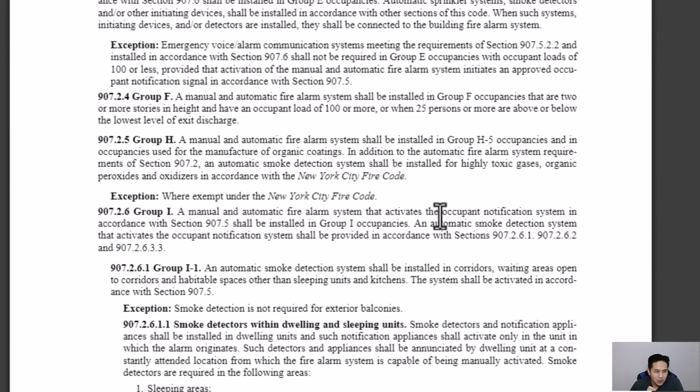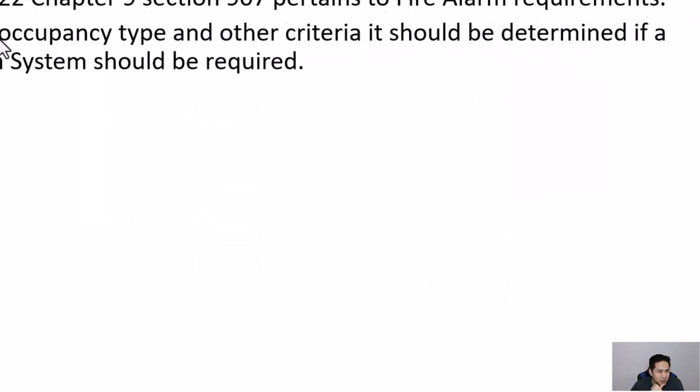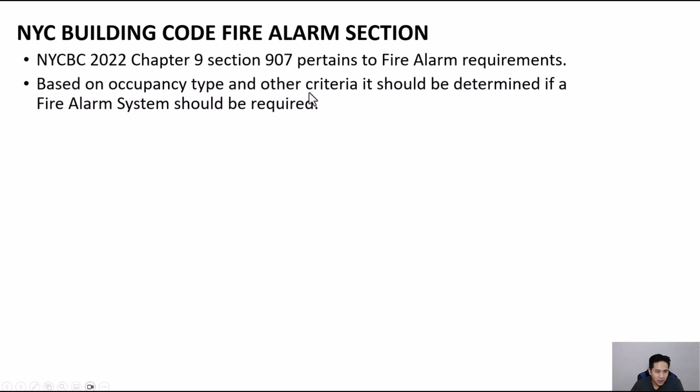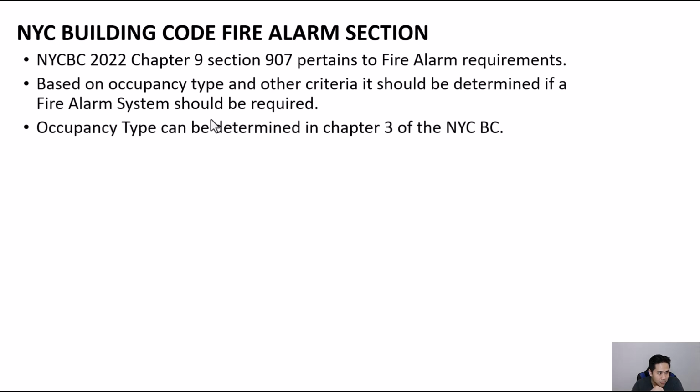There are some cases where people want to install a fire alarm system even though the code does not require it, maybe for some sort of insurance requirements. Maybe if they have a fire alarm system, they can get a reduced insurance rate. So sometimes, there might be other reasons why a fire alarm system is installed. Basically, based on the occupancy type and other criteria listed in the code, you determine if the fire alarm system should be required. So we just discussed that. And the occupancy type can be determined in Chapter 3 of the New York City Building Code, and we also discussed that.